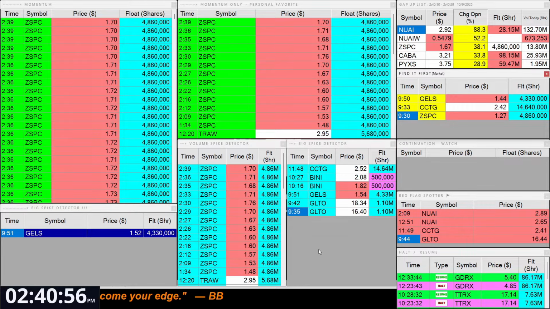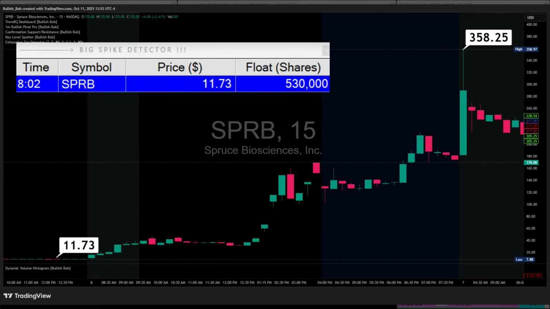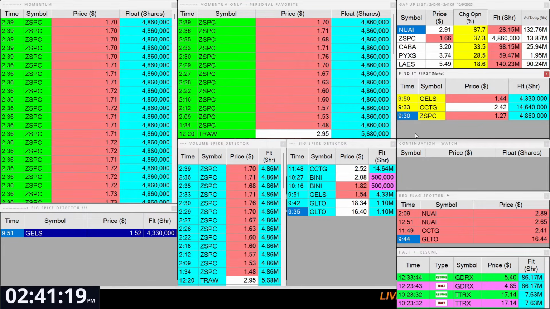Now, these two are going to be very similar, same thing. It's a Find It First. So it's going to look for that stock, that setup, before it really starts cooking, right? We're going to try to get in early, try to get in on the bottom of that move before it starts taking off. The other day, we saw a stock go from $11 to $350. That was SPRB. That's crazy. It alerted on the scanner at $11. That was the first alerted price around that price. So, these are the type of moves that we're looking for.